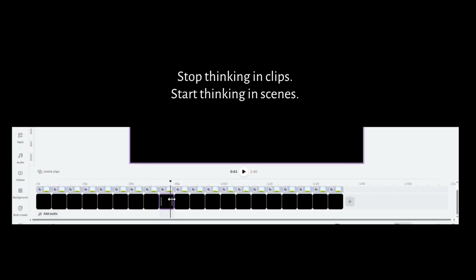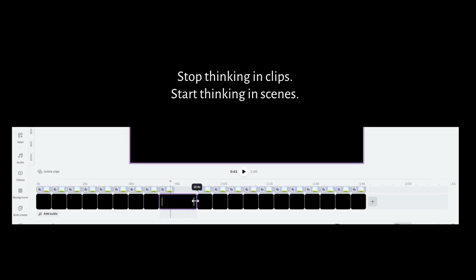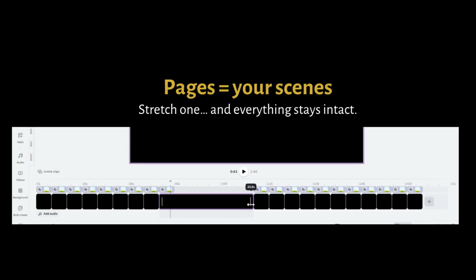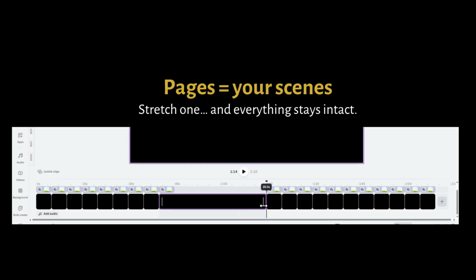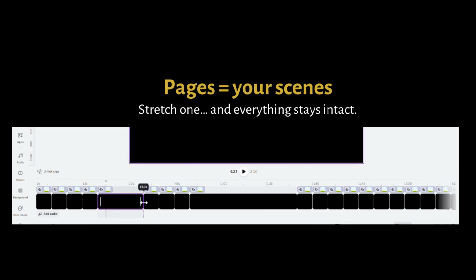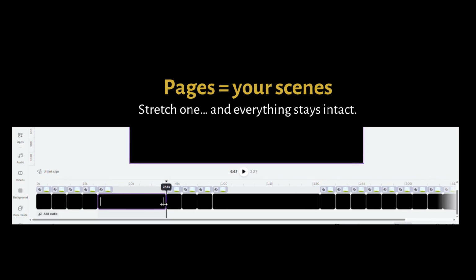Now the real shift in control. Above your timeline, you'll see your pages, your scenes. Most people ignore this, but it's one of the most powerful editing tools in Canva. Instead of adjusting individual elements, you can grab an entire page and stretch it out, and everything stays intact. Text, visuals, audio, it all expands together. No breaking alignment, no rebuilding anything.